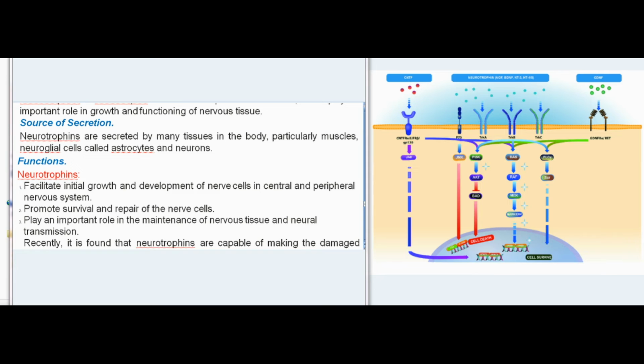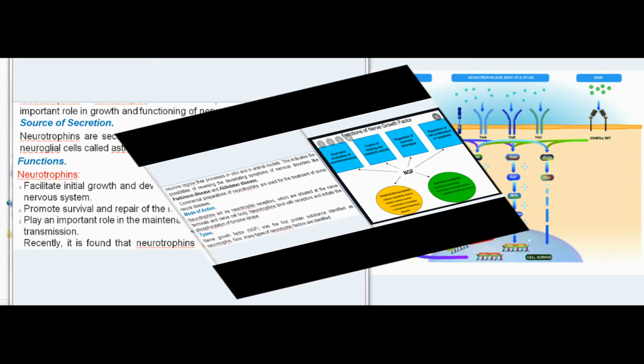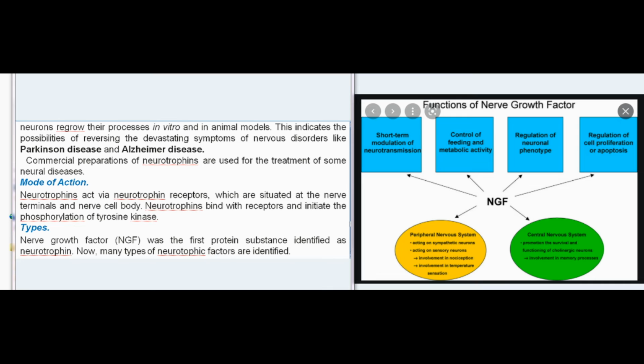Recently, it is found that neurotrophins are capable of making the damaged neurons regrow their processes in vitro and in animal models. This indicates the possibilities of reversing the devastating symptoms of nervous disorders like Parkinson's disease and Alzheimer's disease. Commercial preparations of neurotrophins are used for the treatment of some neural diseases. Mode of action: neurotrophins act via neurotrophin receptors, which are situated at the nerve terminals and nerve cell body. Neurotrophins bind with receptors and initiate the phosphorylation of tyrosine kinase.